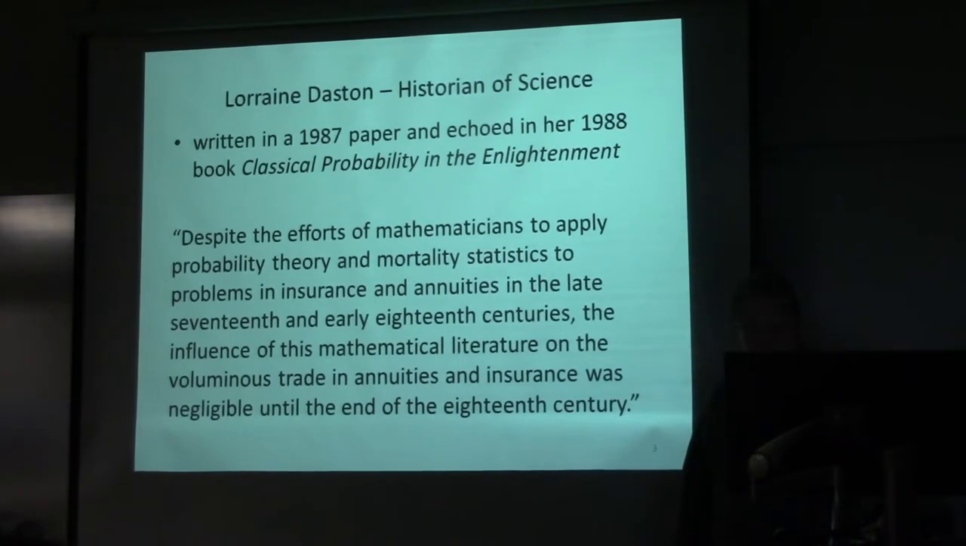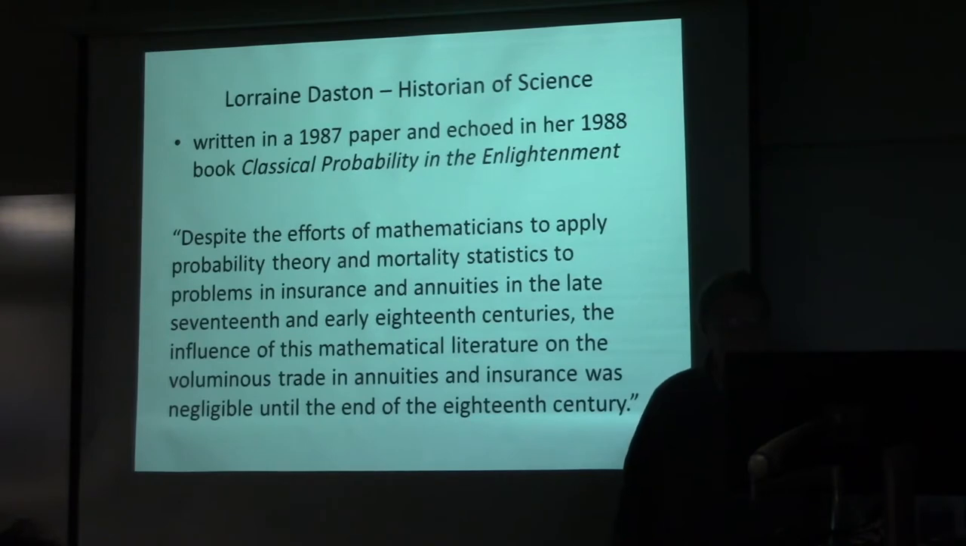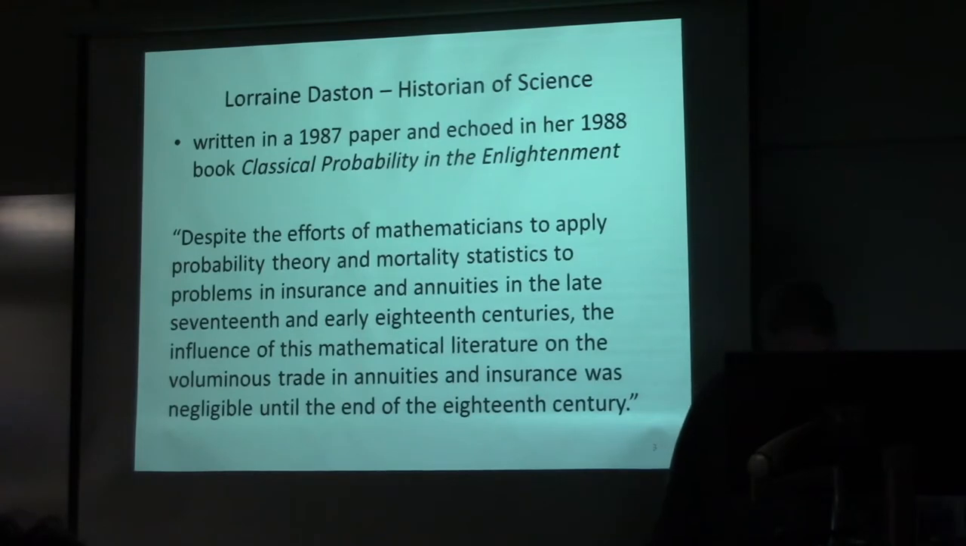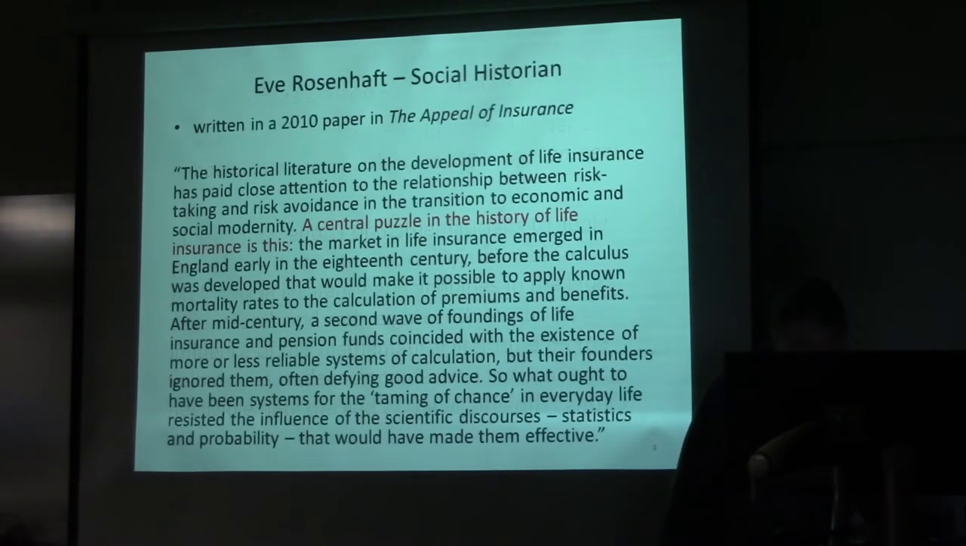She says, despite the efforts of mathematicians to apply probability theory and mortality statistics to problems in insurance and annuities in the late 17th and early 18th centuries, the influence of this mathematical literature on the voluminous trade in annuities and insurance was negligible until the end of the 18th century. A social historian essentially said the same thing. Her name's Eve Rosenhaft.